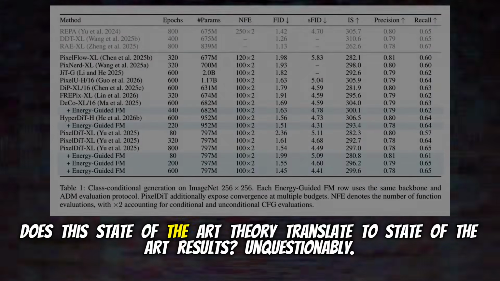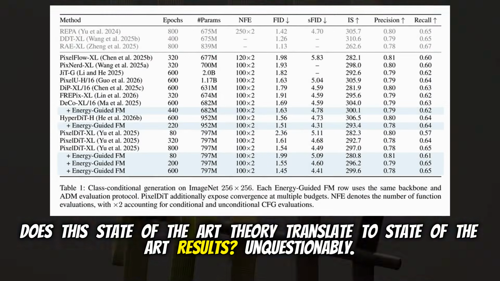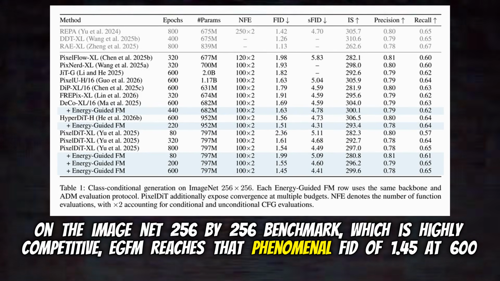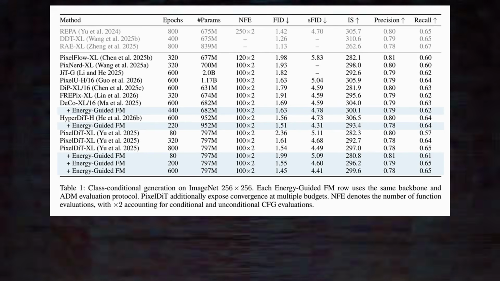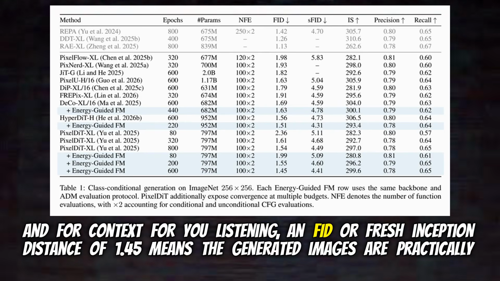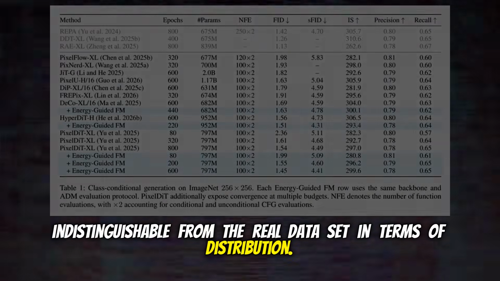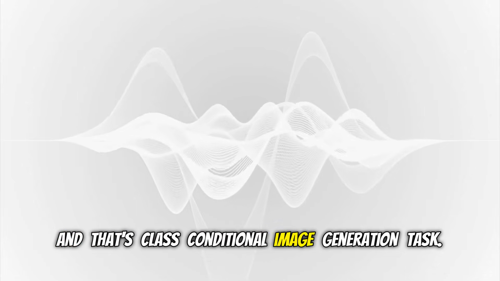Right. Does this state-of-the-art theory translate to state-of-the-art results? Unquestionably. On the ImageNet 256 by 256 benchmark, which is highly competitive, EGFM reaches that phenomenal FID of 1.45 at 600 epochs. And for context for you listening, an FID, or Fréchet inception distance, of 1.45 means the generated images are practically indistinguishable from the real dataset in terms of distribution. It is an incredibly low score. It really is. And that's class-conditional image generation, right?